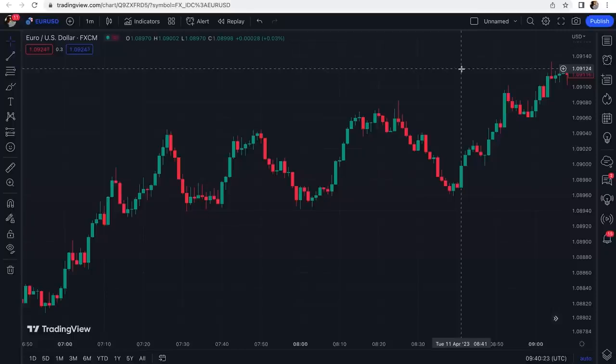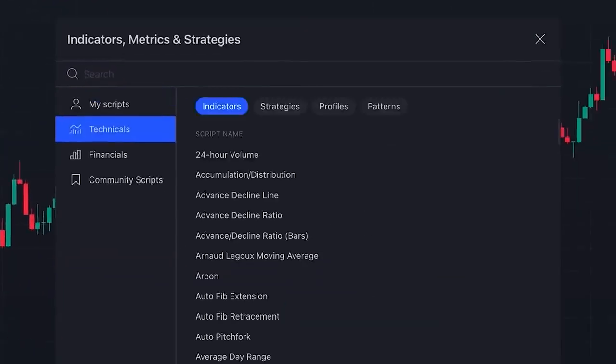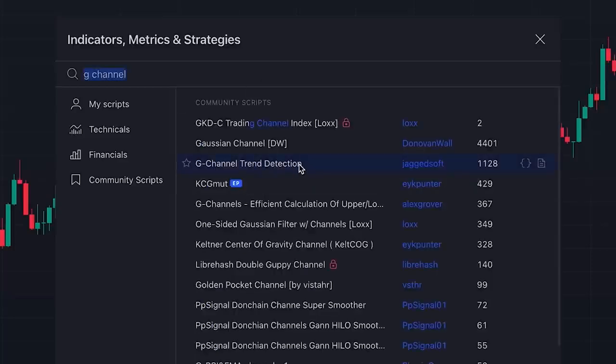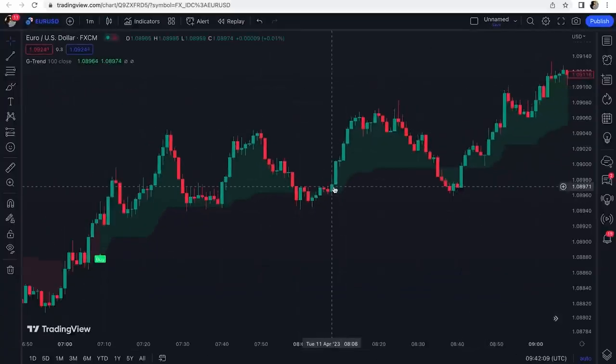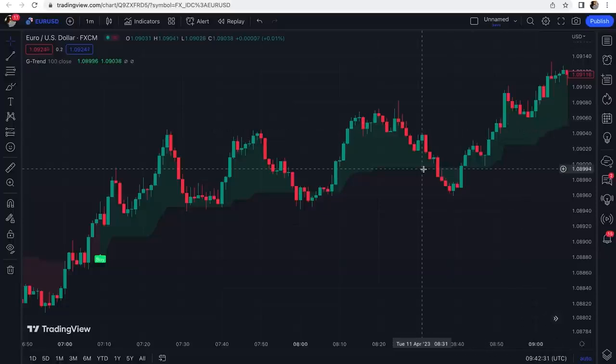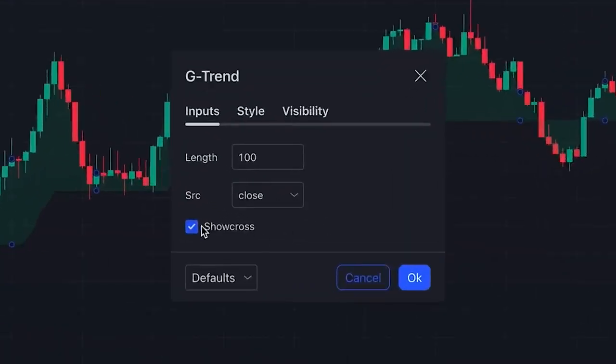In this strategy we have two indicators. For adding them, here we click on indicators and we simply search the name. The first one that we want to add is G channel. This one, G channel trend detection, which is written by someone named Jagged Soft. Alright, this is the indicator, which is a directional indicator, and it will help us with the direction of the market. When it's green, the market is in an uptrend, and when it's red, the market is in a downtrend. With this indicator, it's better not to take these buy-sell signals because they are repainting and a few candle late signals. If you find them distracting, you can remove them here from the settings by unchecking show cross.